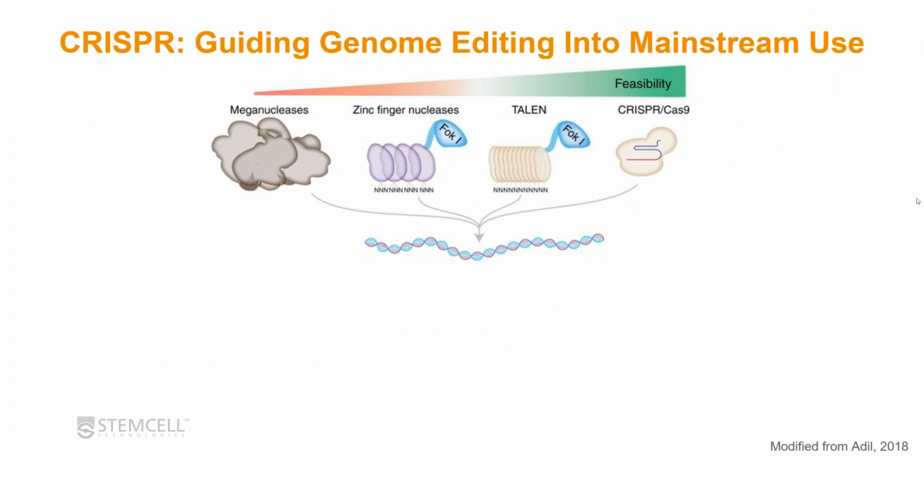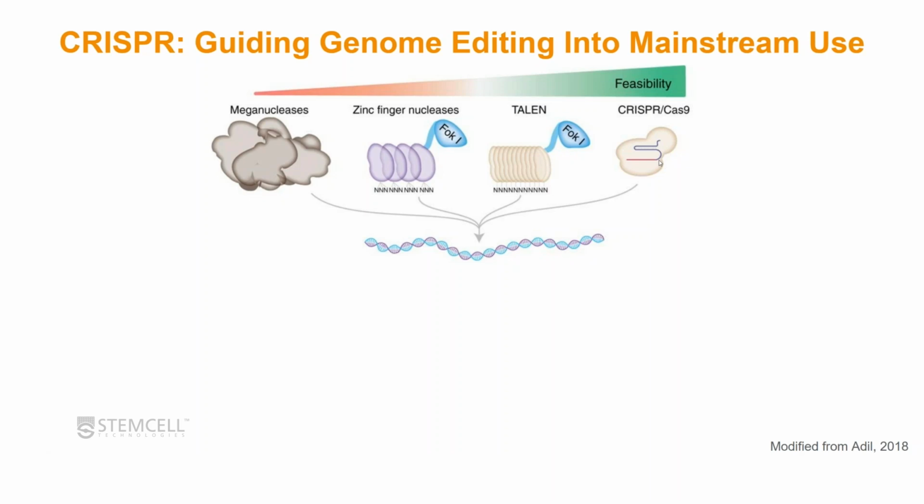Genome editing as a field has been around for quite some time, and only recently has it been propelled into mainstream use, particularly due to the CRISPR-Cas9 system and its increased feasibility over more traditional genome editing methods. Instead of relying on protein-DNA recognition like zinc finger nucleases and TALENs, targeting of the Cas effector nuclease is based on Watson-Crick base pairing between a guide RNA and the target DNA.